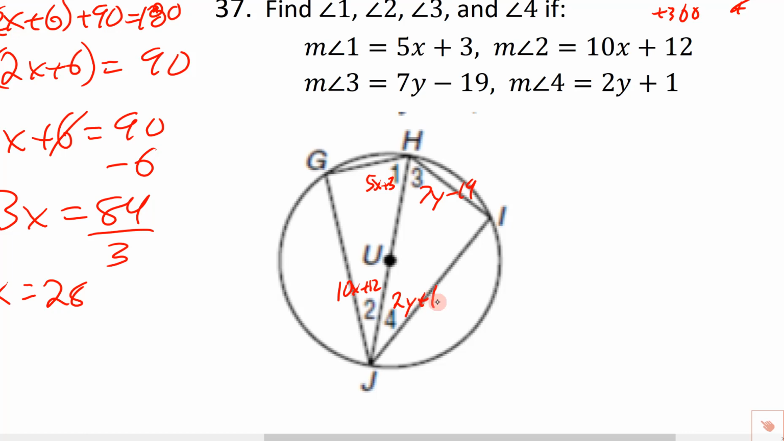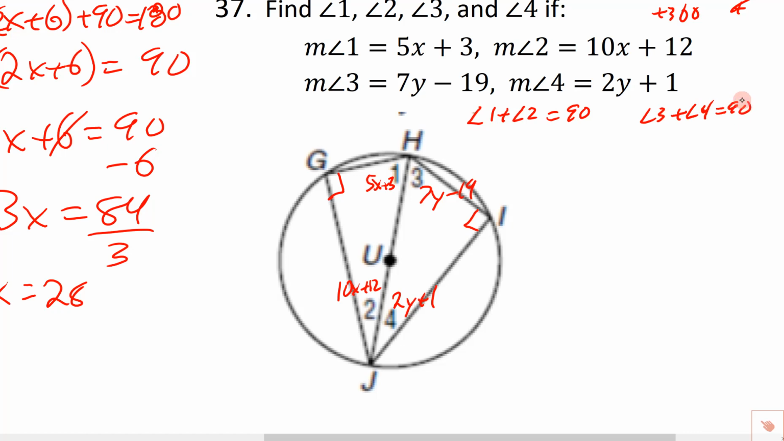And the key to figuring this out here is that this is a circle centered at U, which means this is a diameter, which means this is 90 degrees and that's 90 degrees. So that means, like we did on the last problem, these two acute angles here, angle 1 and angle 2, have to add up to 90 degrees. So I'm going to write angle 1 plus angle 2 has to equal 90 degrees. And the same thing for angle 3 and angle 4. So angle 3 plus angle 4 would have to equal 90 degrees.